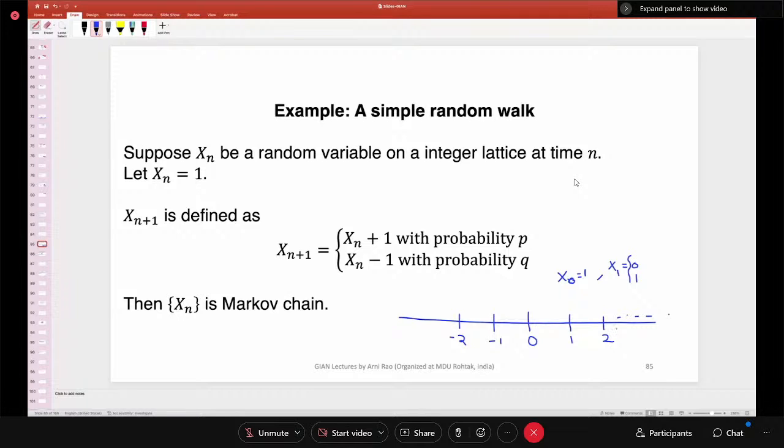Either 0 or 2. Start with x0 equal to 1 on the integer lattice. At the beginning, it is x0 equal to 1. At the first time step, it will be... And what is the lattice here? What will it represent? -1, -2, -1, 0, 1, 2, and so on. Integer, integer. This is the integer line.